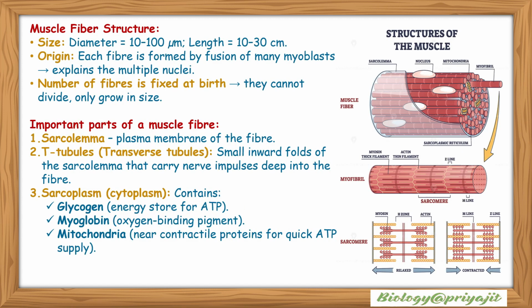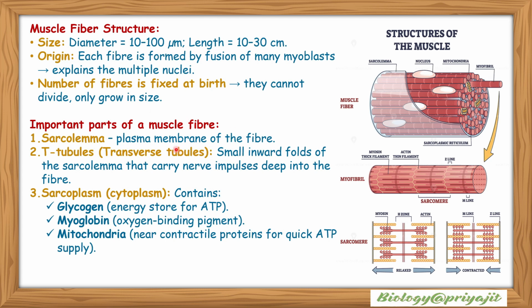So, muscle fiber structure. Muscle fiber is basically 10 to 100 micrometers in diameter and 10 to 30 centimeters in length. Each fiber is formed by fusion of many myoblasts, which explains the multiple nuclei. The number of fibers is fixed at birth. They cannot divide, they only grow in size.